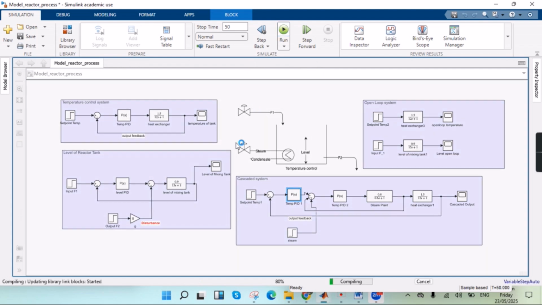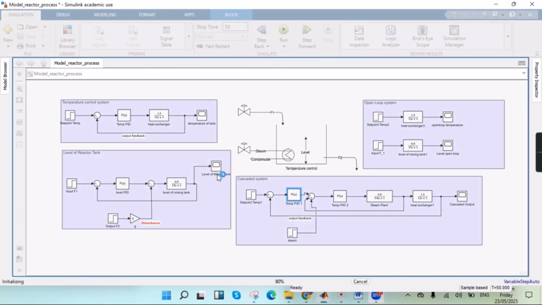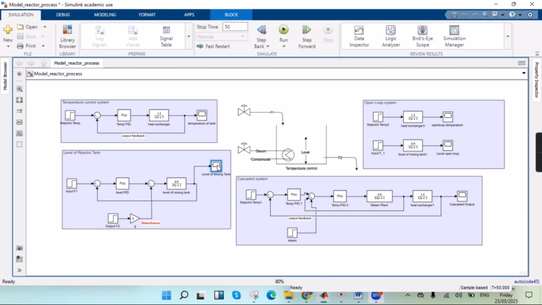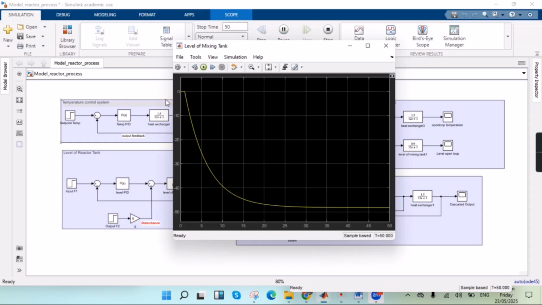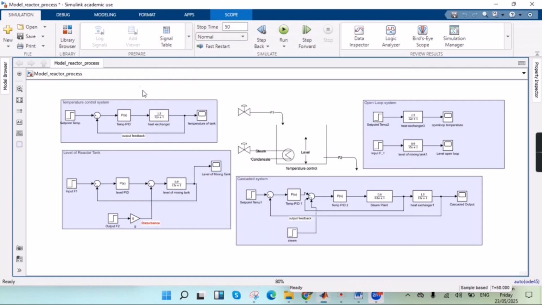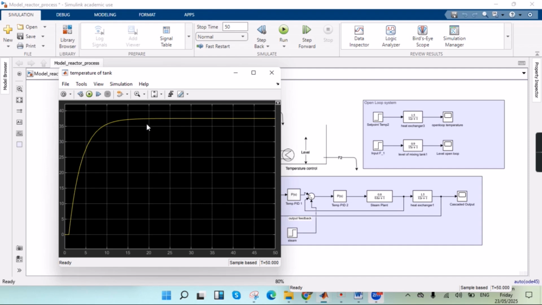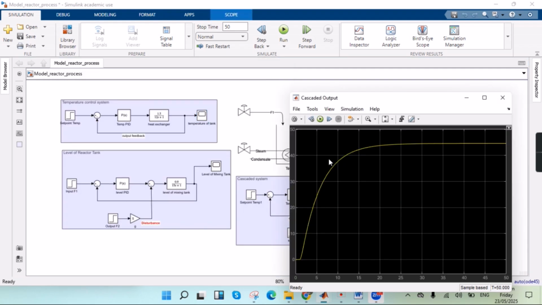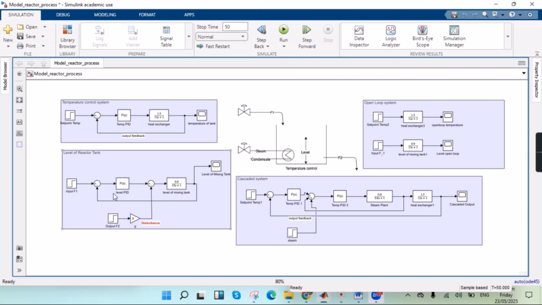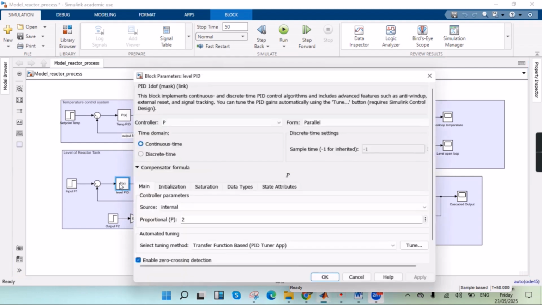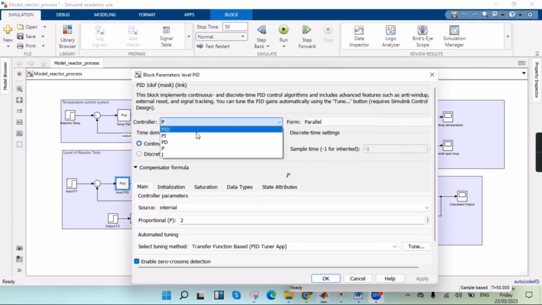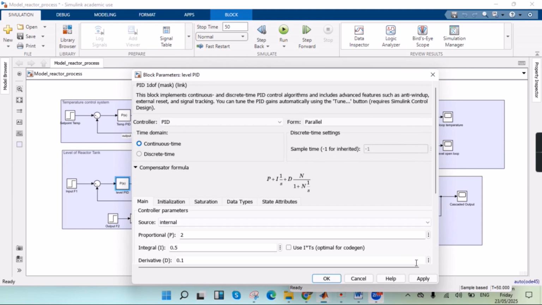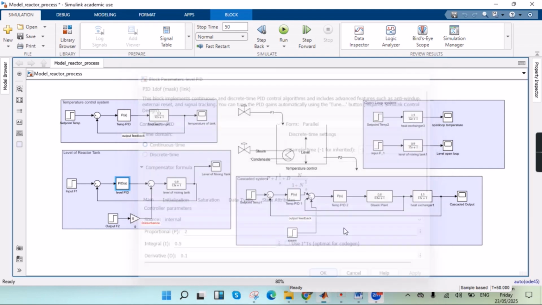Okay, now we just need to run it. See, for the P controller, the level of the tank is in negative, and its temperature should be this. The cascaded system should be this. So let's change to the PID controller again.